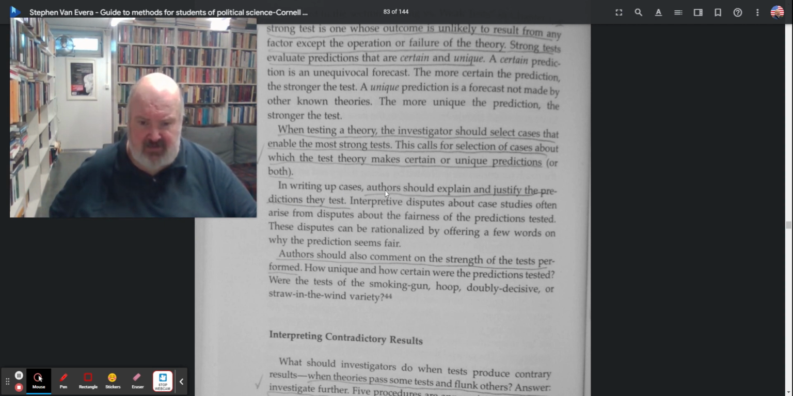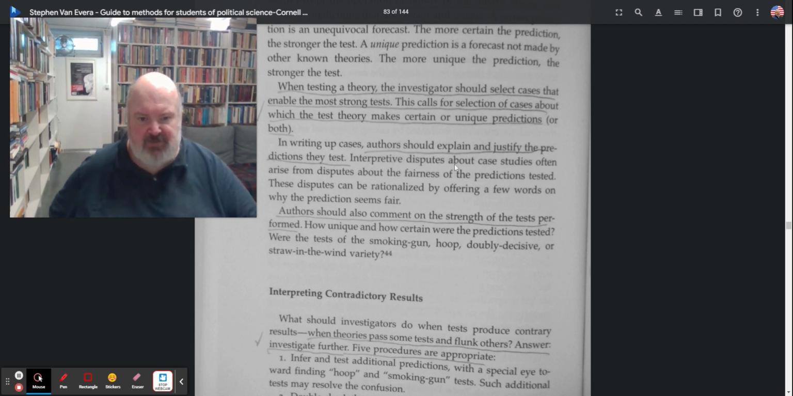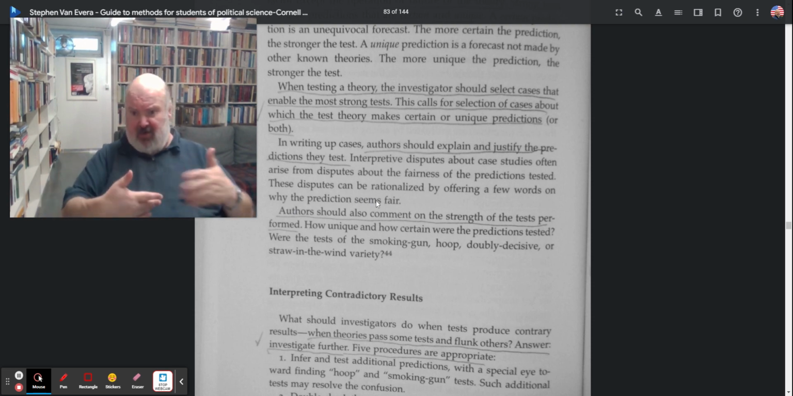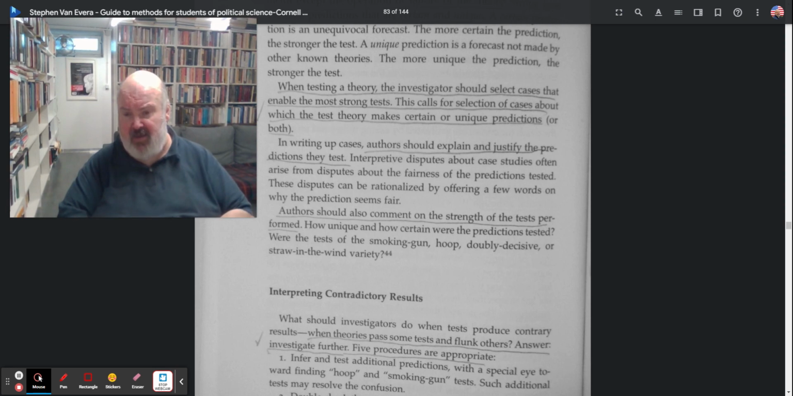In writing up cases, authors should explain and justify the predictions they test. So when you write up the cases, you should explain and justify the predictions they test. Interpretive disputes about case studies often arise from disputes about the fairness of the predictions tested. These disputes can be mitigated by offering a few words on why the prediction is fair. In other words, justify your predictions.